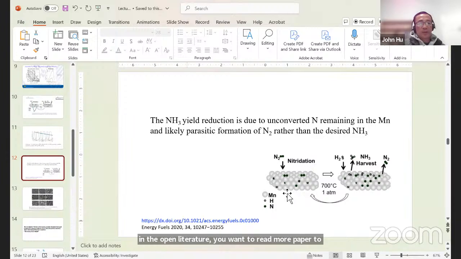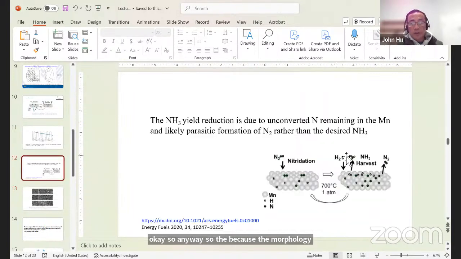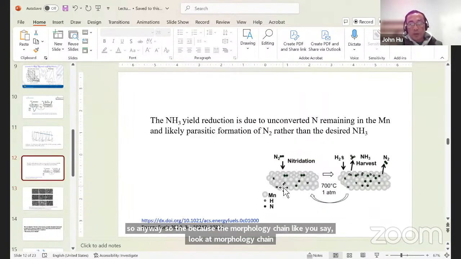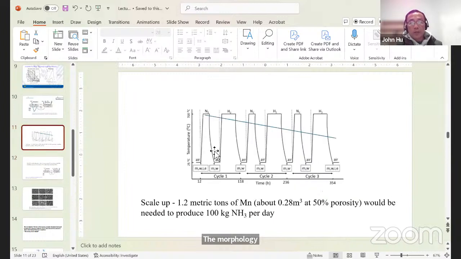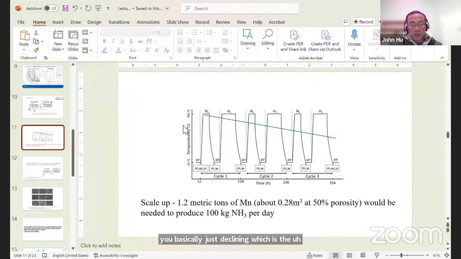So that's why in the open literature, you want to read more papers to see how different people say something differently. Okay. So anyway, because of the morphology change, you cannot go back to original. That means your cycle 2 is not going to be the same. You basically just keep declining, which is, if you look at this ammonia yield, it keeps on decreasing.